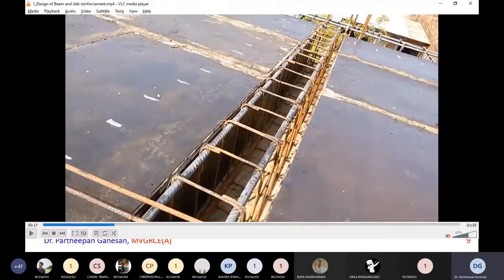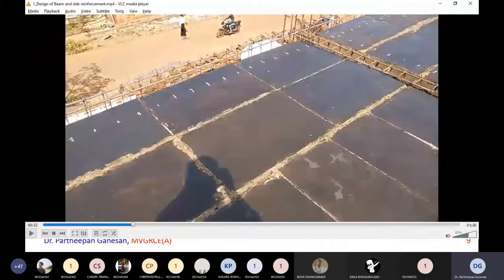Now this shuttering is done for providing the slab reinforcement. The slab reinforcement is already marked. This is the end beam. This is the edge, but this is the intermediate beam, because the slab is there on this side and also on the other side. But this is the end beam. To the left of the end beam there is no slab; only on the right side you have a slab. The slab is going to be coming.